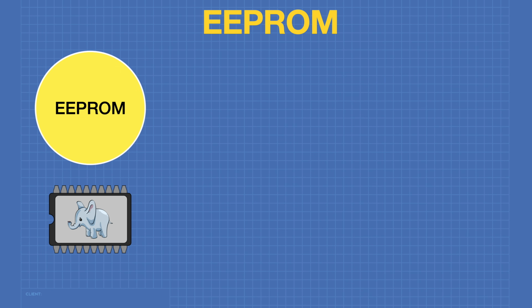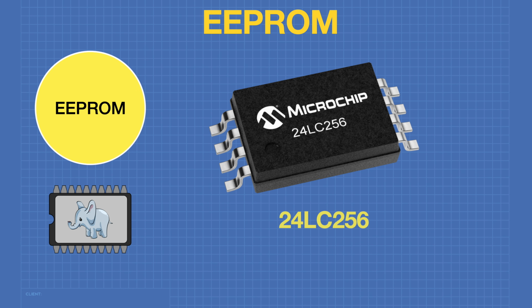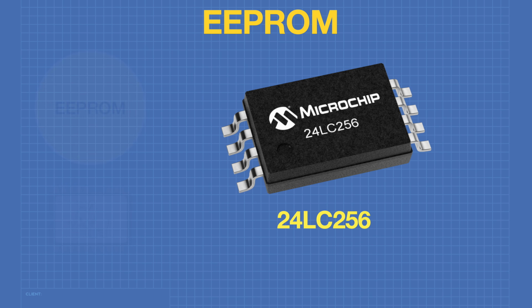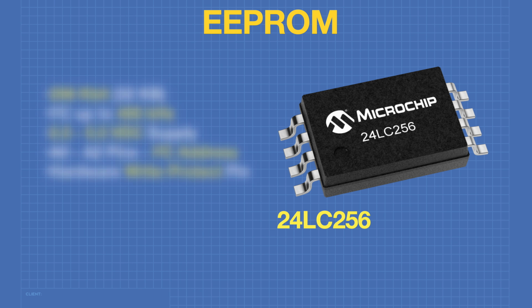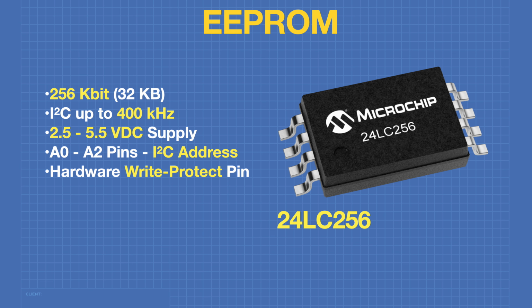The EEPROM that we'll be using today is the popular 24LC256. This is a 256 kilobit or 32 kilobyte chip. It's an I2C device that can work up to 400 kilohertz. Its DC power supply can range from 2.5 to 5.5 volts, so this can be used with both 3.3 and 5 volt logic. There are 3 pins on the device that allow you to set its I2C address, so you can use multiple EEPROMs in the same circuit.